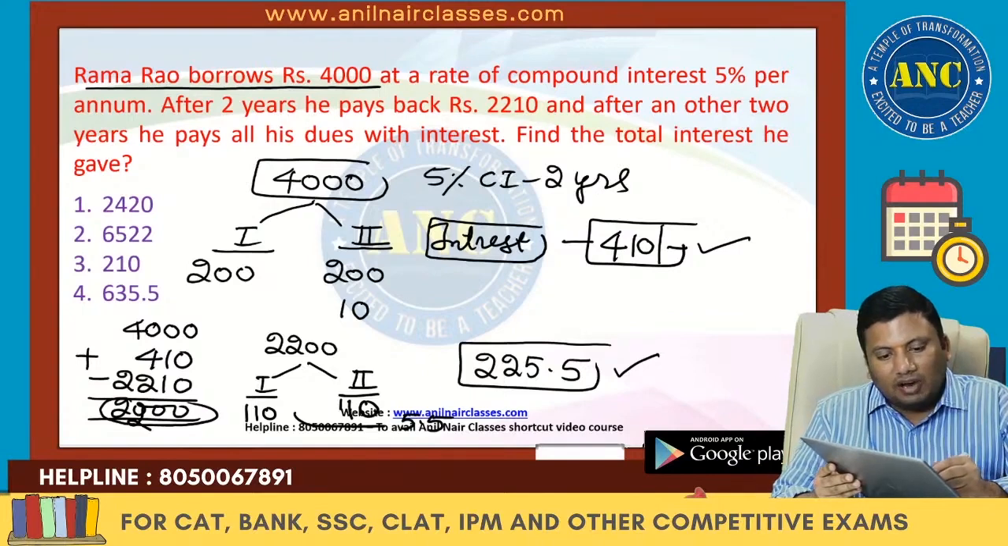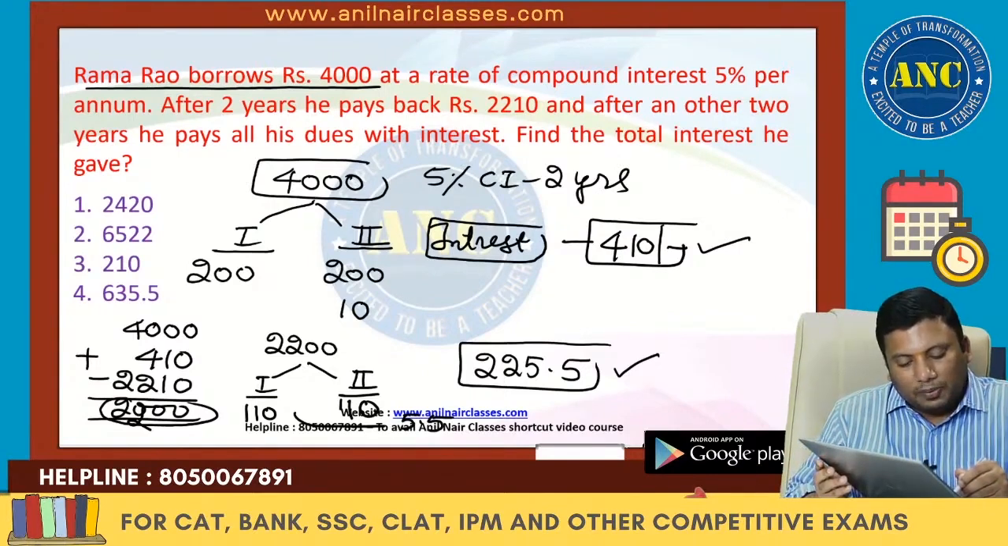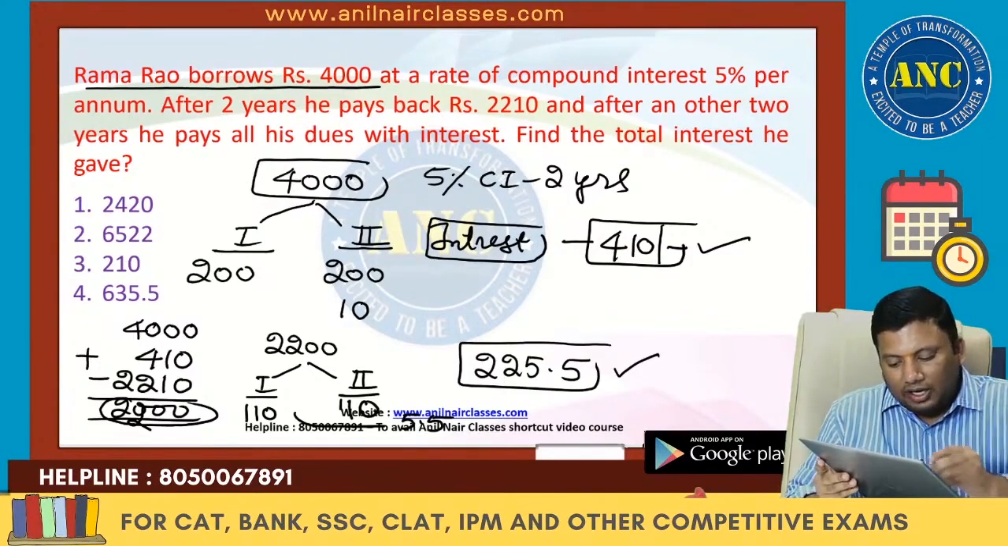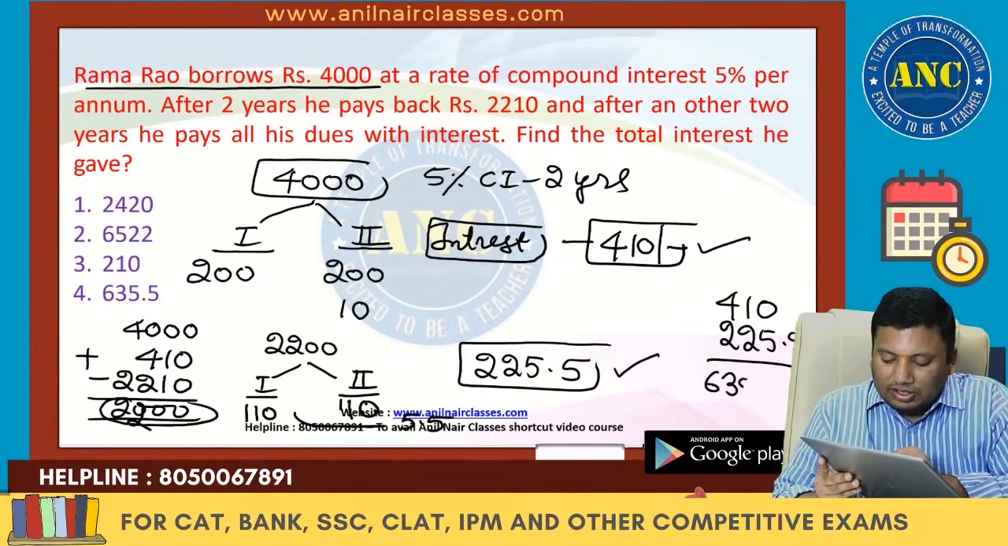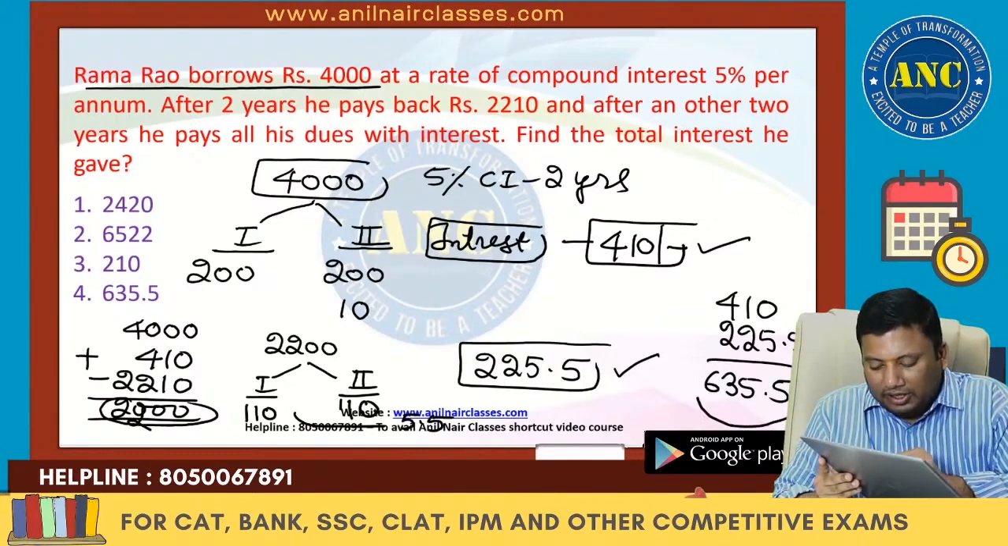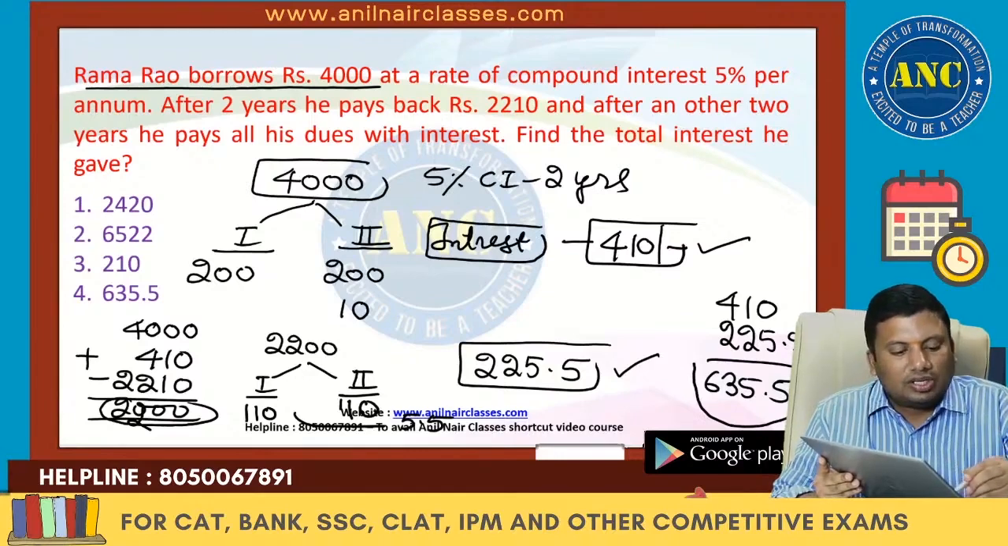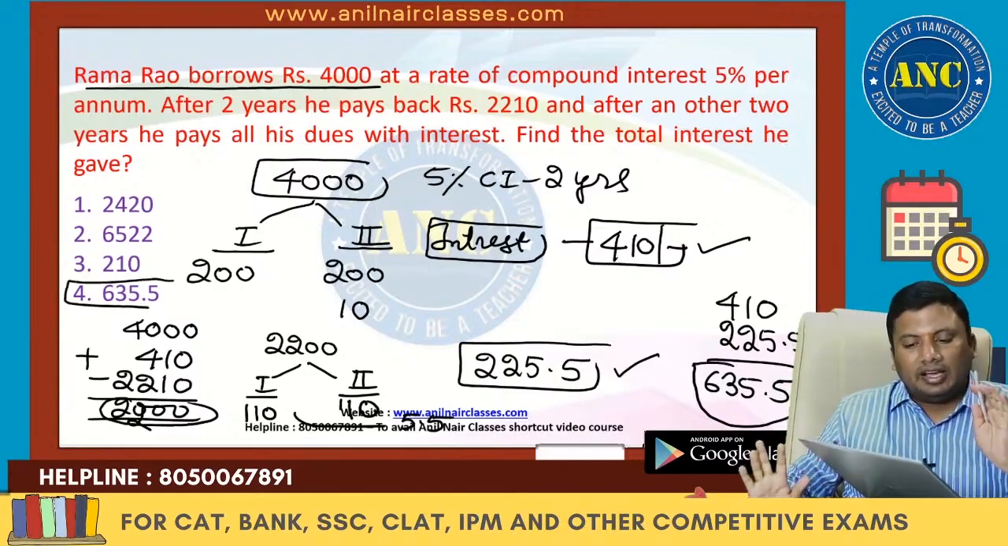How much is it after 2 years? It is 5% of 110, 5% of 110, 225.5. So 410 plus 225.5. What will be the answer? The answer is 635.5. Idea is clear, right?